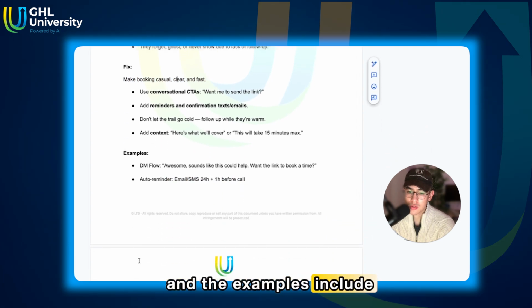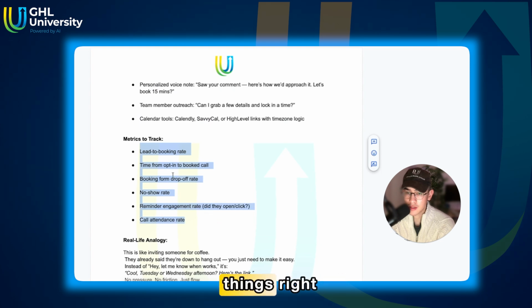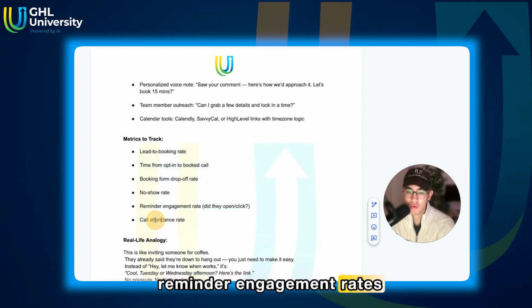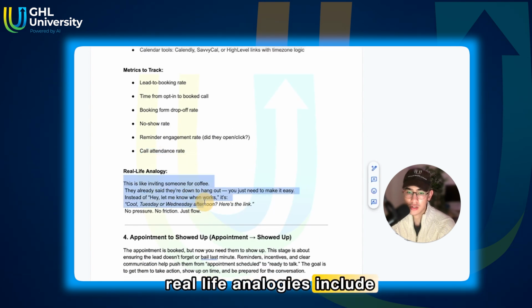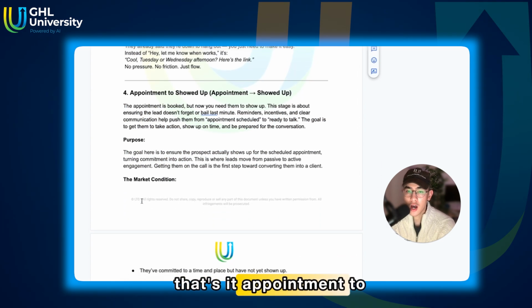And the examples include some of these types of things. And the metrics to track are these types of things, right? Lead to book rate, time from opt-in, booking form drop-off rates, no-show rates, reminder engagement rates, call attendance rate. Real-life analogies include this: you're inviting someone for a coffee. That's it.